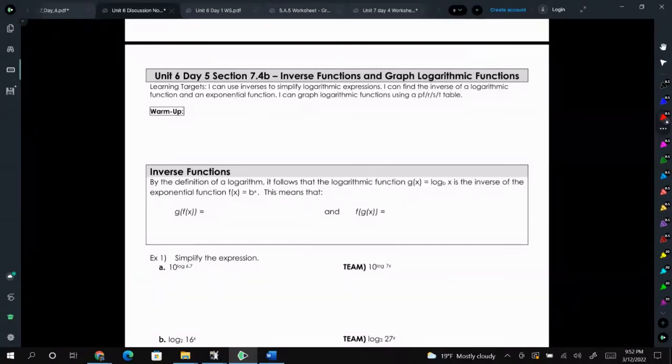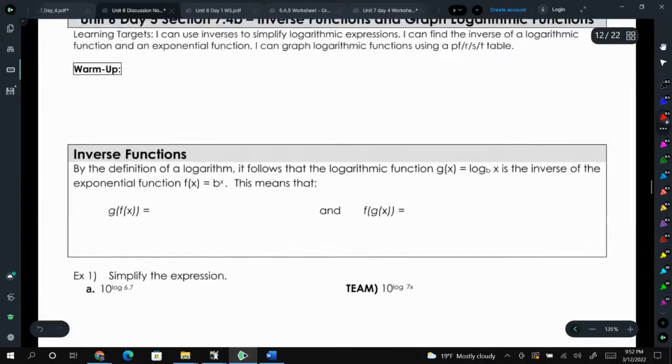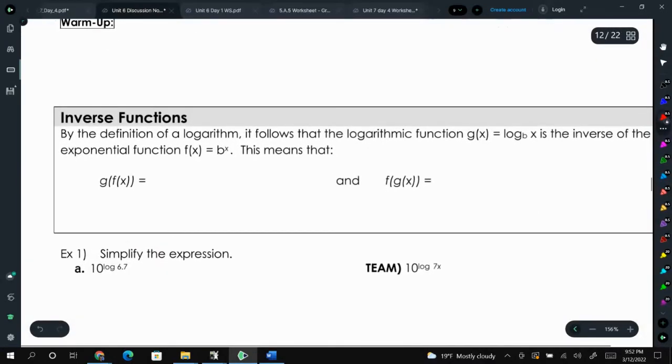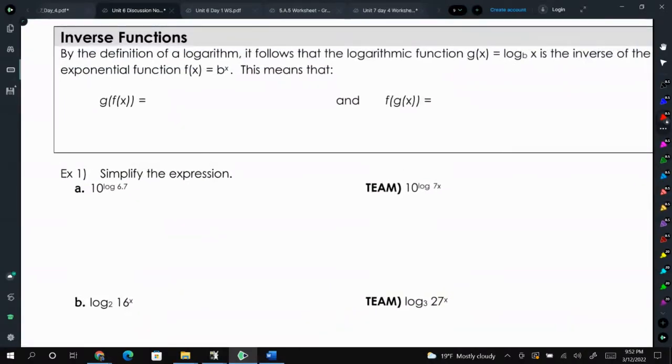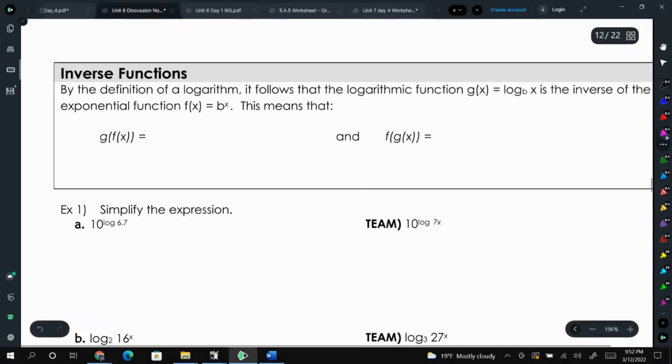Today we're going to be talking about how logarithmic functions and exponential functions are inverses of each other, and then we're going to be graphing some logarithmic functions. So this first page here, we're going to be skipping around on it and not doing a lot, but there is something that we do need to talk about, and it's because logarithmic functions and exponential functions are inverses of each other that we can use these properties.